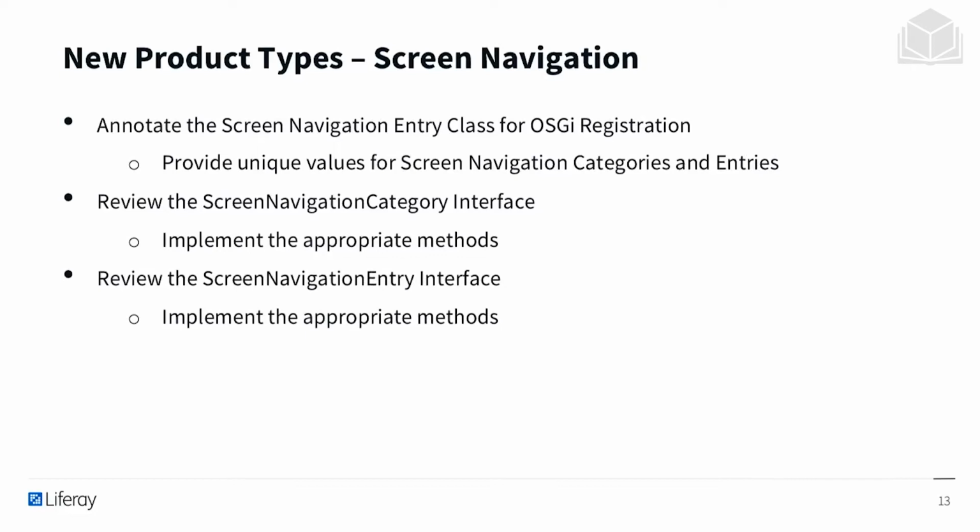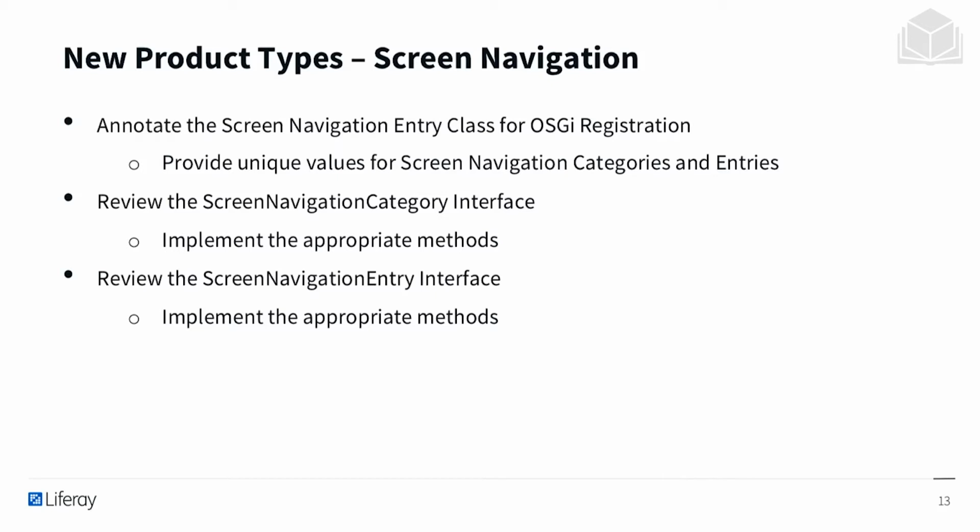You'll also need to implement a new screen navigation for our product type. So this is when a user clicks to create a product of the new type, you need to handle what appears for them in the menu when they do that. So this is where the screen navigation comes in.